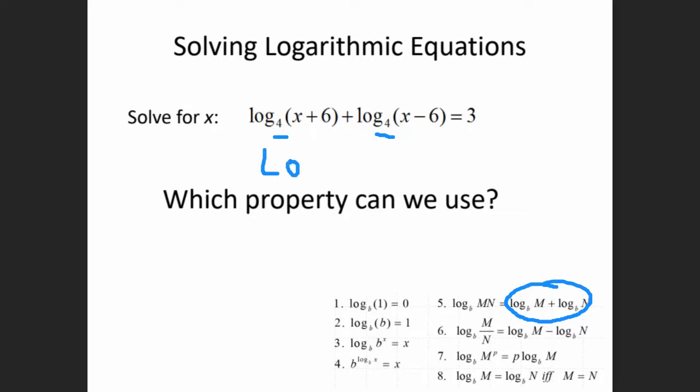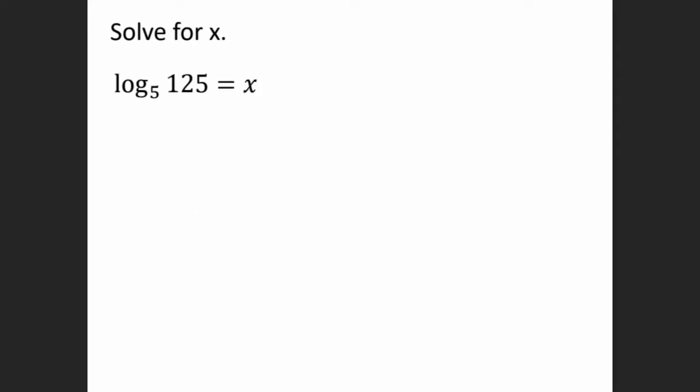We can have log base 4 of x plus 6 times x minus 6, equals 3. Now that I have it in this format, I can do that multiplication. That's going to give me x squared minus 36, and then I can use my exponential property to solve. So I'll leave that up to you guys.